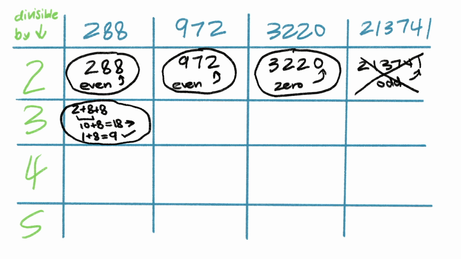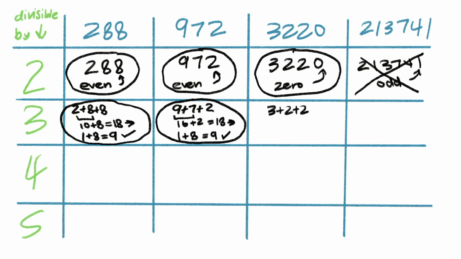As for 972, well, let's add up 9 plus 7, which is 16, plus 2 equals also 18. 1 plus 8 is 9, as we discovered last time, so this number is also divisible by 3. But what about 3,220? 3 plus 2 plus 2 plus 0 is equal to 7, and 7 is not divisible by 3, so luckily we didn't have to do all the dividing and already know it's not divisible by 3.